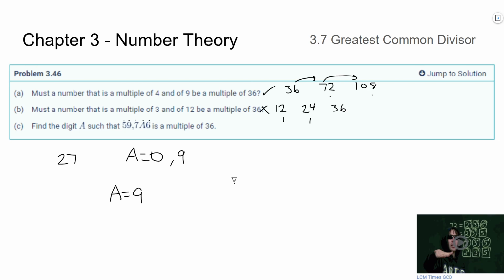Now let's make sure that 96 is a multiple of 4. Let's see, we'll go in there 20 times. That's 80, 16, and 4, so 24. So yep, that is the case. So A would be 9. All right, and the reason why we were able to get there is because we know that 36 is a multiple of 4 and 9. So we can just use a divisibility test for 4 and 9 instead of trying to do it for 36.